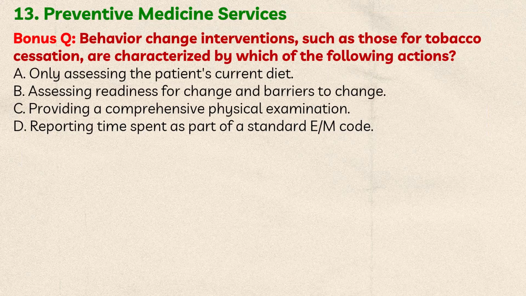A bonus question: behavior change interventions such as those for tobacco cessation are characterized by which of the following extents? A. Only assessing the patient's current diet. B. Assessing readiness for change and barriers to change. C. Providing a comprehensive physical examination. D. Reporting time spent as part of standard EM code. So think the answer and leave the answer in the comment section. If you need the answer for this question, please check the pin comment.